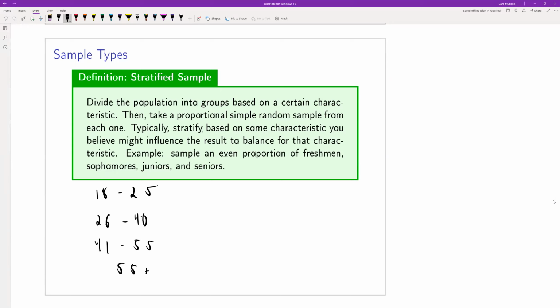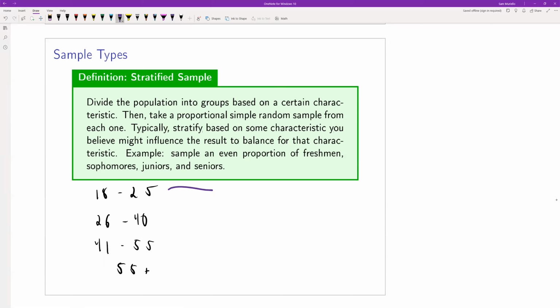And we believe that each of these people are going to answer our question differently. Perhaps this question has to do with minimum wage, for example. And people under the age of 25 are more likely to want a higher minimum wage because they're more likely to be on a higher minimum wage, as opposed to those above 55 who, on average, have been working their jobs longer and are less likely to be on minimum wage. So we think that these groups are going to answer differently. Therefore, we want to make sure that we get a good chunk of each group.